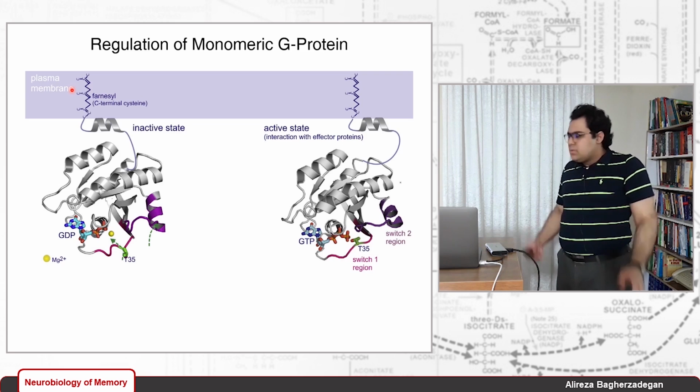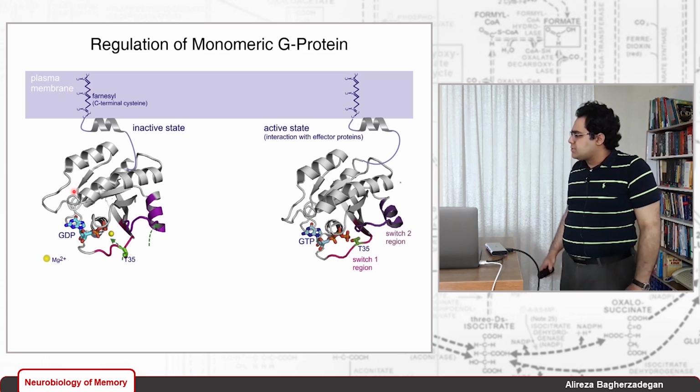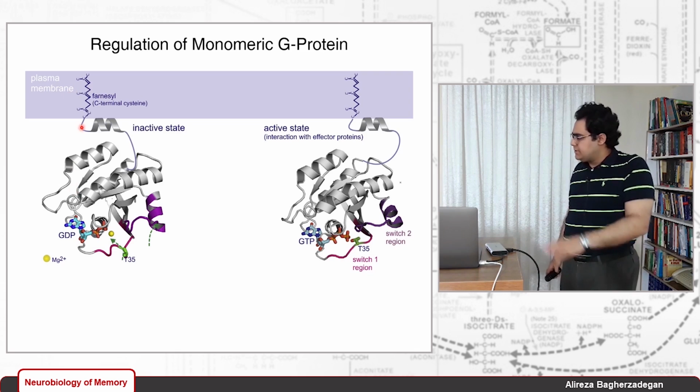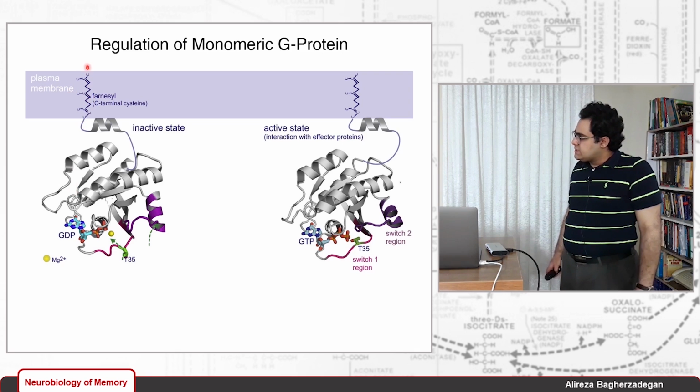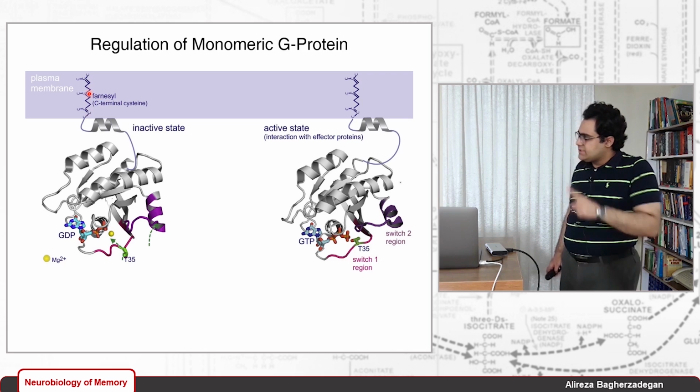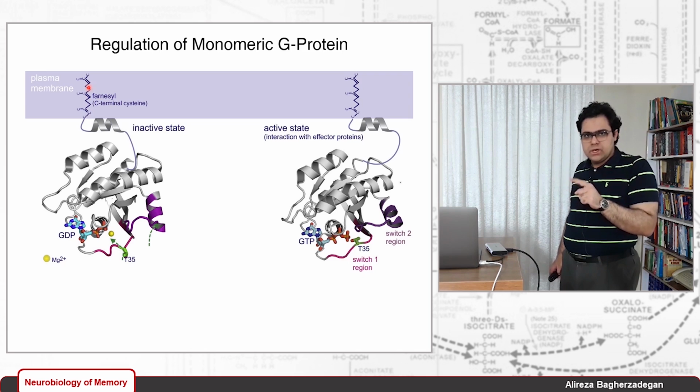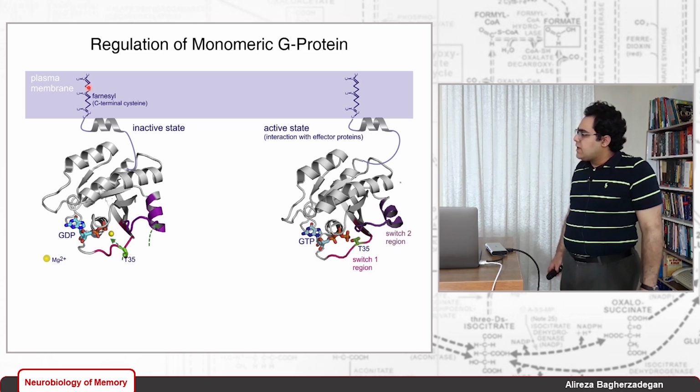Let's review what I've just told you. This is the monomeric G protein. Look that it is covalently attached to a farnesyl group. This farnesyl group has a hydrocarbon tail, and it is covalently attached to the C-terminal cysteine here, and it helps the G protein to attach to the plasma membrane.